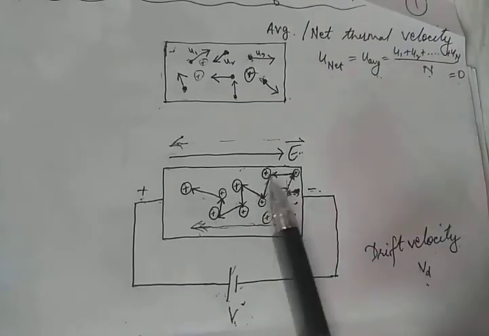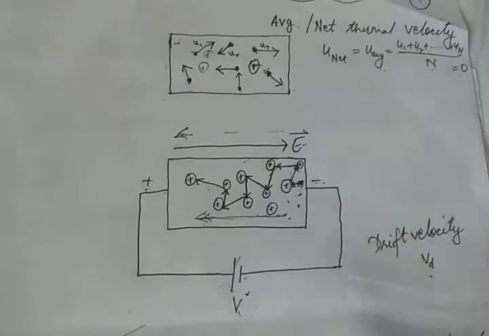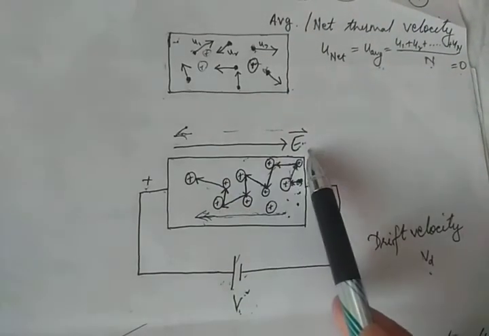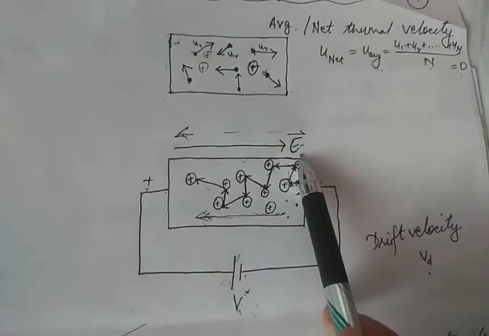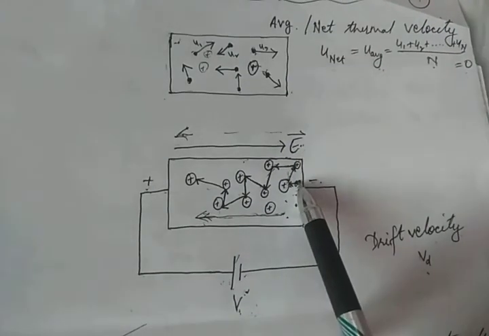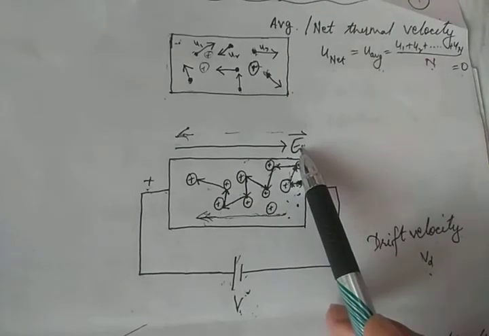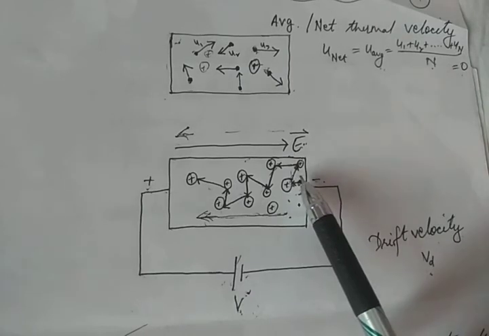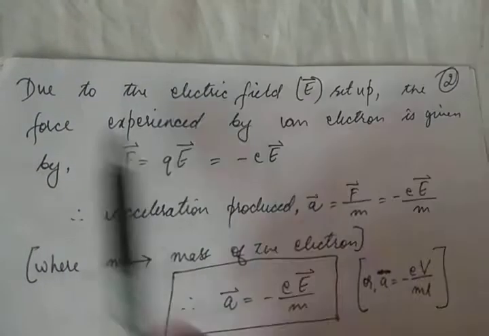So due to this external potential difference applied, an electric field has been set up here. Now due to this electric field set up, the charges, electrons basically are charges, so these electrons are placed in the electric field. From electrostatics itself, we already know that whenever we have a charge placed in an electric field, it experiences a force. So that is exactly what I've written here.